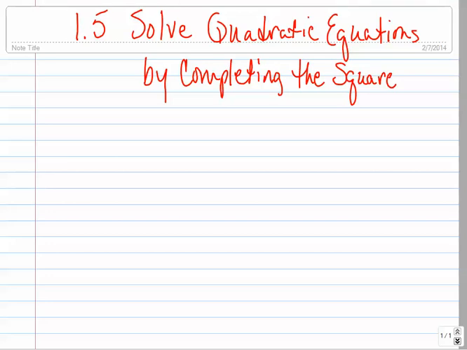I'm going to go over solving quadratic equations by completing the square. Before I get to actually solving an equation, I want to talk about what it means to complete the square. Let's say you have two terms, like x squared plus 10x. I want to add a constant here so that I will create a perfect square trinomial.